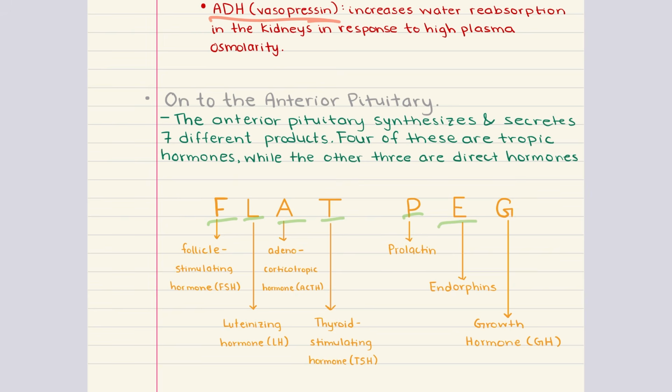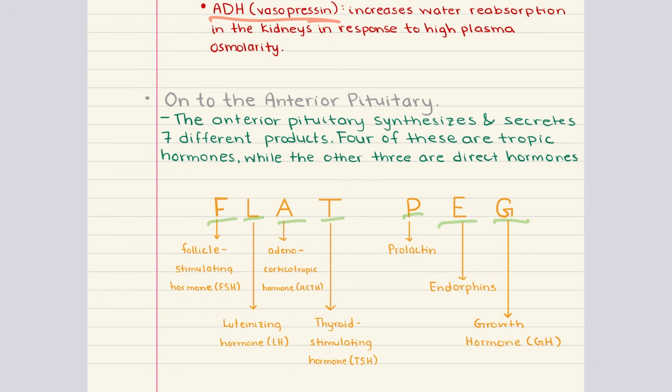E is for endorphins. These are natural painkillers. They're released in response to physical stress or pain, and they're going to act on the nervous system to reduce that perception of pain. Endorphins also contribute to the runner's high that people often get when they exercise for a long period of time. Finally, G stands for growth hormone.